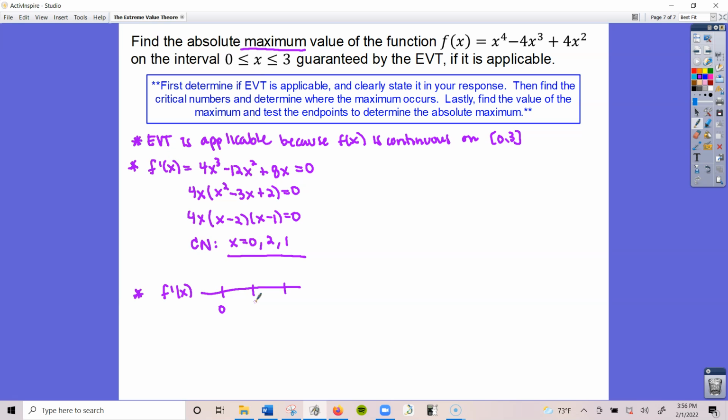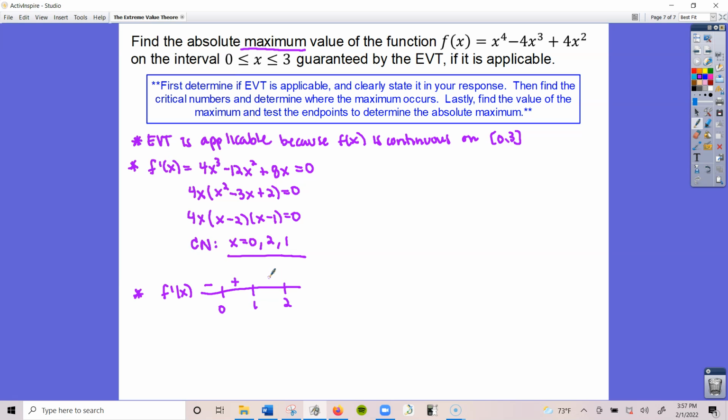Now that I have my critical numbers, I'm going to create my number line. I have 0, 1, and 2. So let's test. If I plug in -1, this would be negative, this would be negative, and this would be negative. So 3 negatives make a negative. If I plug in 1/2, this would be positive, this would be negative, and negative. Positive, negative, negative would be positive.